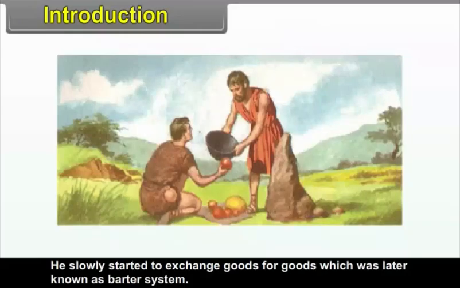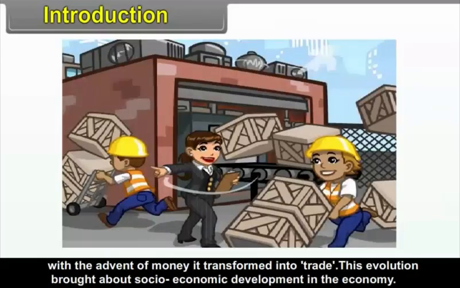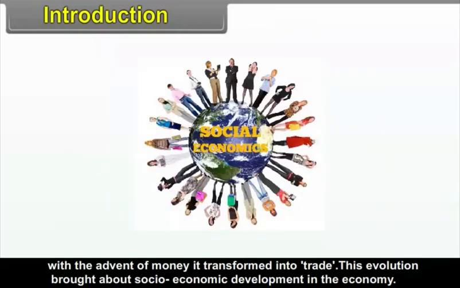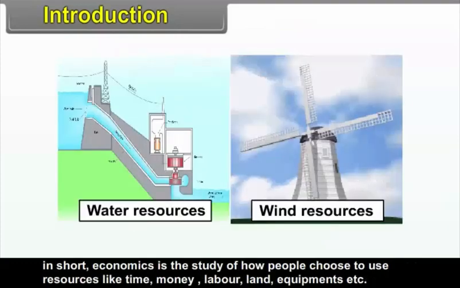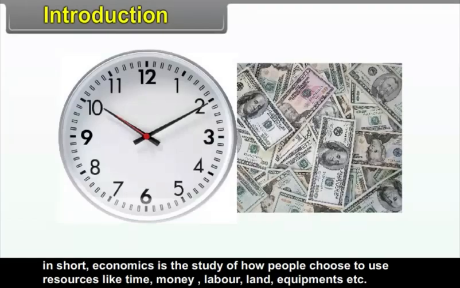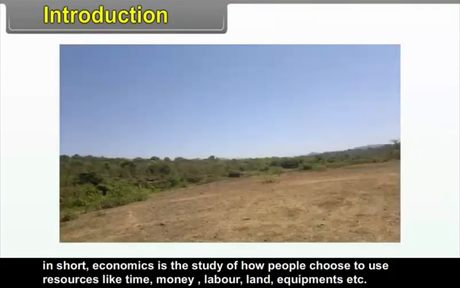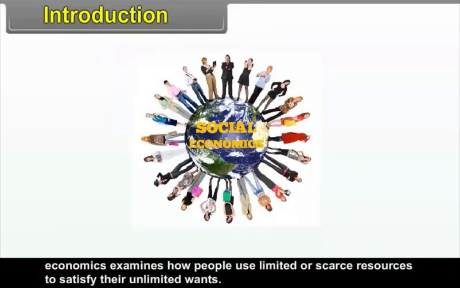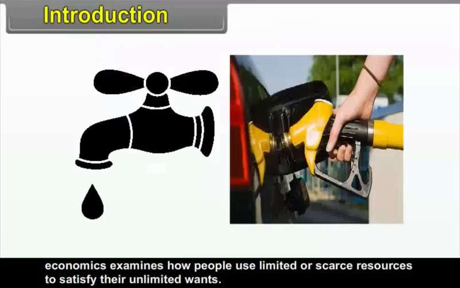He slowly started to exchange goods for goods, which was later known as the barter system. With the advent of money, it transformed into trade. This evolution brought about socio-economic development in the economy. In short, economics is the study of how people choose to use resources like time, money, labor, land, equipment, etc. effectively. Economics examines how people use limited or scarce resources to satisfy their unlimited wants.